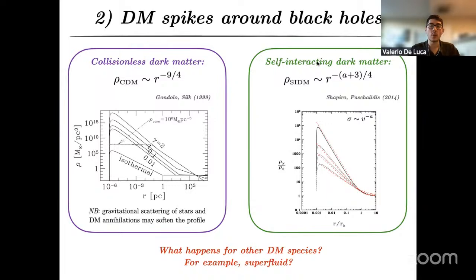On the other hand, when you study, for example, self-interacting dark matter, where the cross-section depends on the velocity, you will see that the slope is actually affected by the self-interactions. So different models have different spikes. And the question I would like to answer is what happens, for example, for superfluid dark matter.